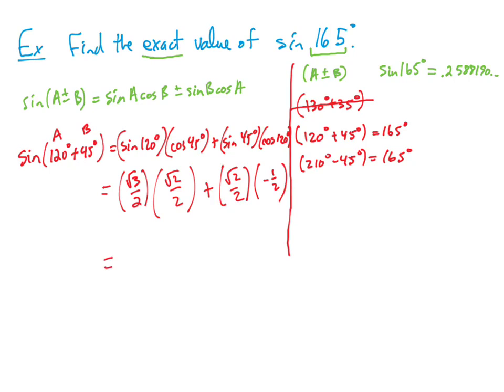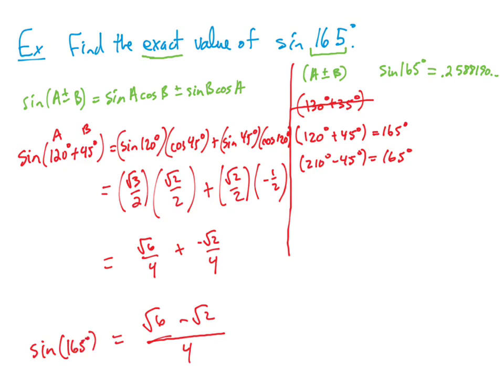Okay, and then we just multiply these together, so I get root 6 over 4 plus negative root 2 over 4. So combining these, I get root 6, I should write it like this, root 6 minus root 2 all over 4. Okay, so that is sine of 165 degrees.